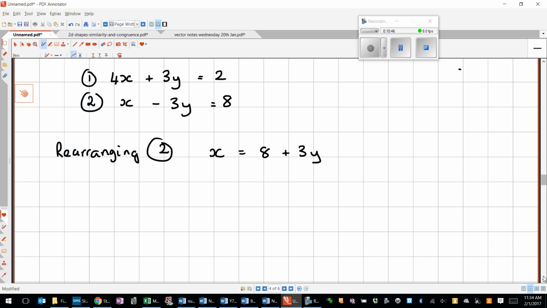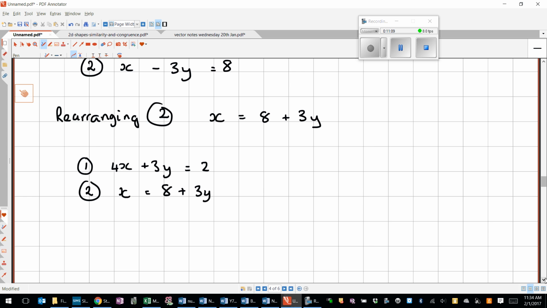So what I'm going to do is rewrite my 1 and 2. Now my number 1 hasn't changed. It's still 4x plus 3y equals 2. But my number 2 is now x equals 8 plus 3y. So what are we now going to do if we're going to do our previous method? Put the 8 plus 3y in the x position. Yeah. So I'm going to replace the x here with that 8 plus 3y.